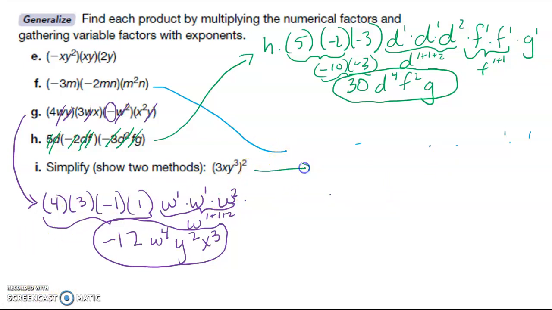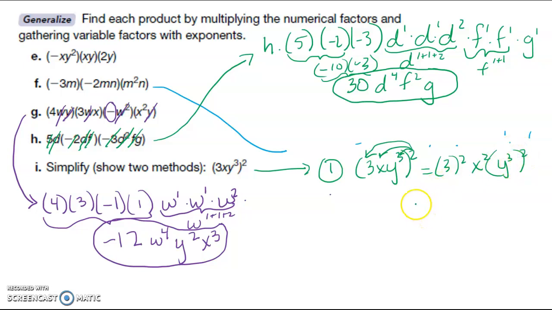Okay, so the first way of doing this is 3xy cubed squared. When you have parentheses and an exponent, you pretty much can square everything inside. So this is going to be 3 squared x squared y cubed squared, which is 9 x squared, and then when you have an exponent to an exponent, you actually multiply them, so that's to the 6th.